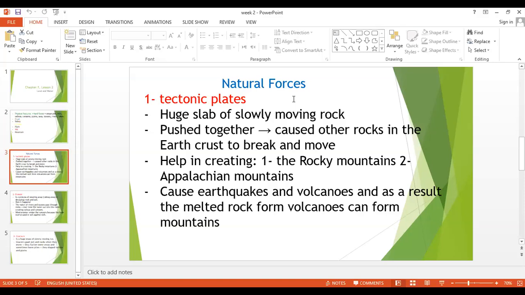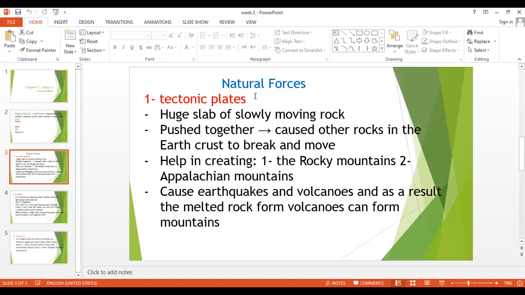Okay, and many other things also happened. We're gonna speak about them later. Okay, what are the natural forces that divide the earth into continents or help in creating the continents, besides the forming of mountains, hills, and so on. The first natural force we have is tectonic plates. Okay, the first natural force is called tectonic plates.